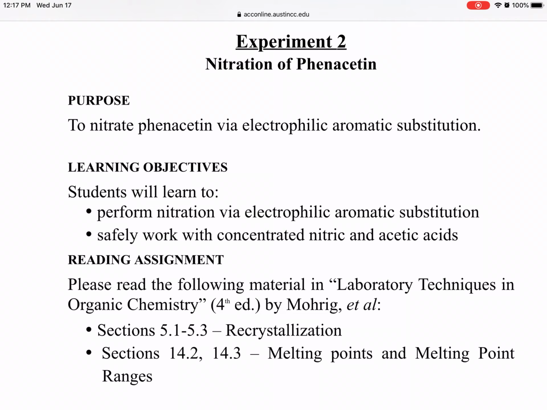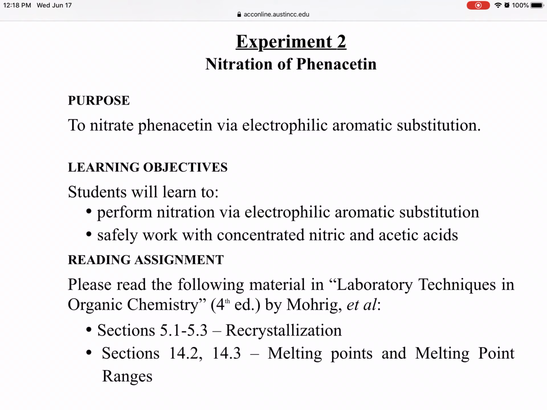So again, the purpose for this reaction is to nitrate phenacetin via electrophilic aromatic substitution. Normally the benzene rings undergo electrophilic aromatic substitution because the electrophiles will attach on the benzene ring. Benzene ring is an electron rich species. You can consider it as a nucleophile. So if it is electron rich, you cannot have another electron rich species coming into the benzene ring, so you would go for somebody who doesn't have much electron. So we call it an electrophile, E plus, meaning electron deficient.